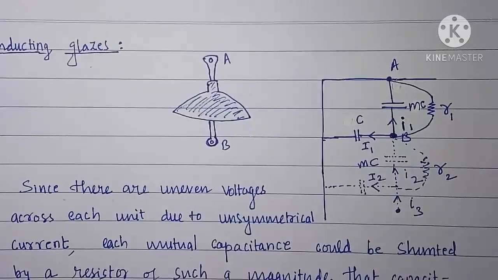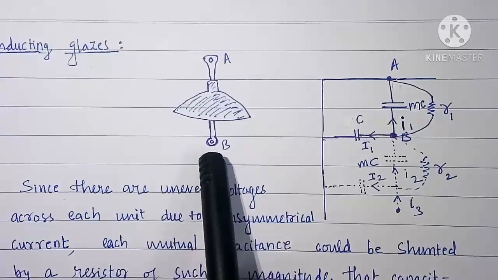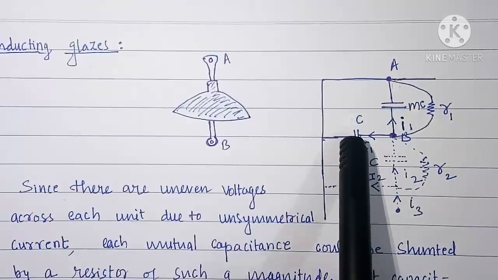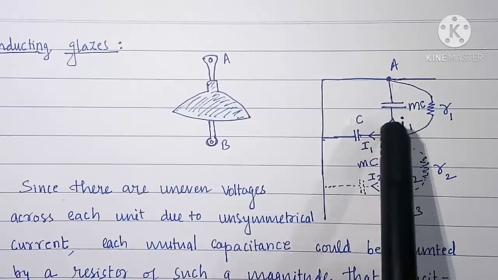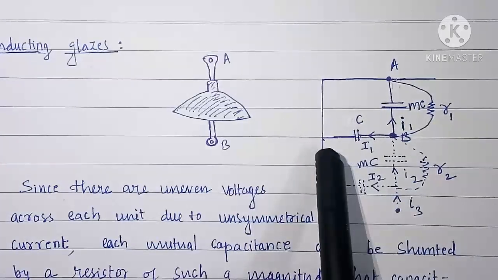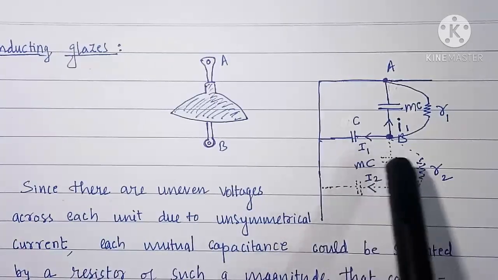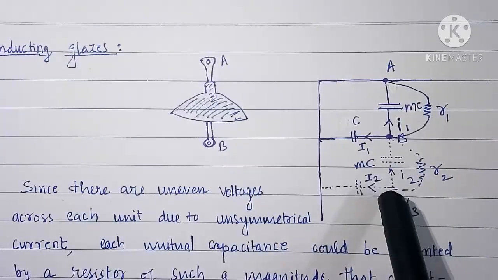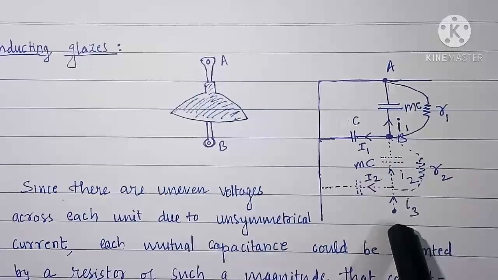To understand what is conducting glaze, let us consider here one insulating unit and its equivalent electrical circuit. Here is the mutual capacitance of the unit, and here is the capacitance between the metal link of the insulator and the cross arm. If there are many units connected in series, we will have such a part of the electrical circuit below the one considered here.